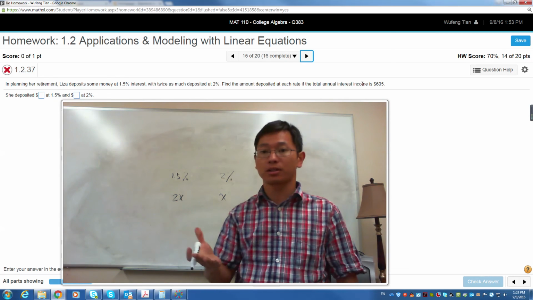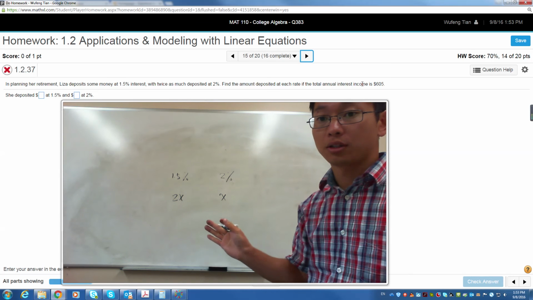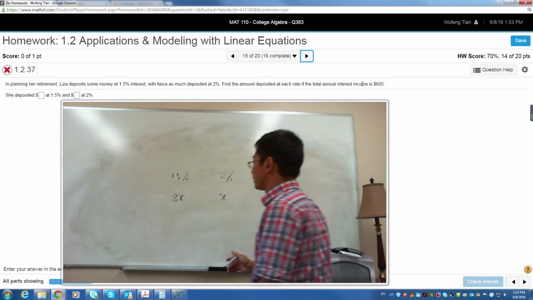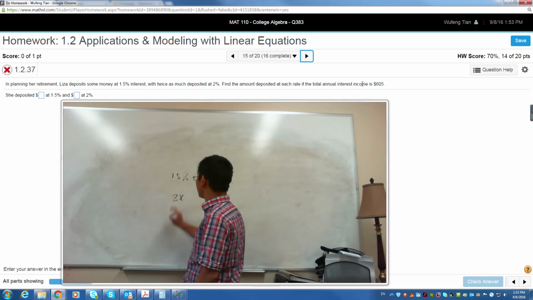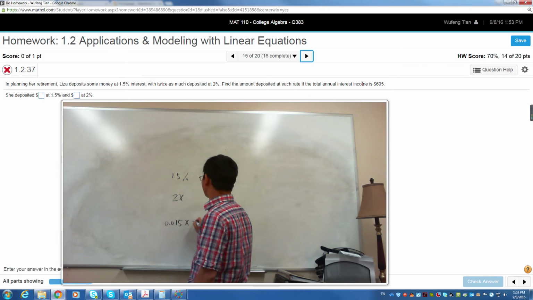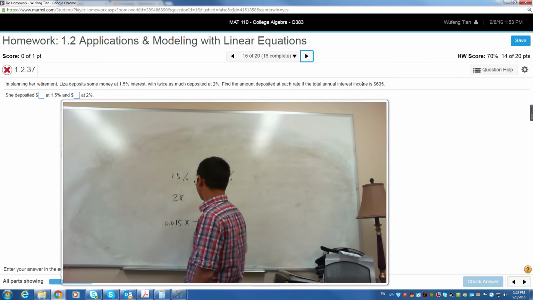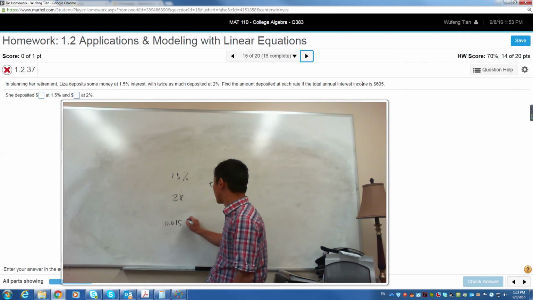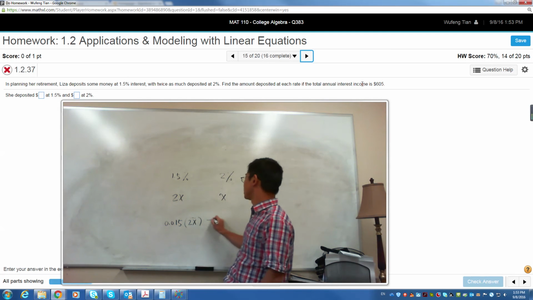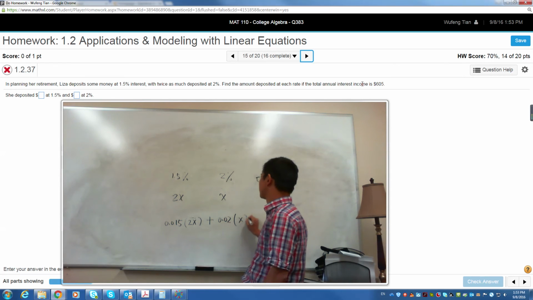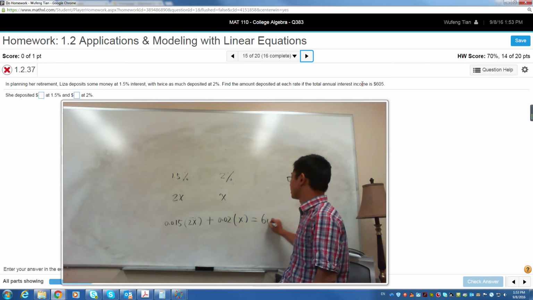Then the 1.5% is twice as much as this, so this is 2x. Okay, now we are just setting up the interest. The total amount of interest is 605. So you add the interest. The first interest rate is 0.015 times 2x. The second one is 2%, so 0.02 times x. Then the total interest is 605.